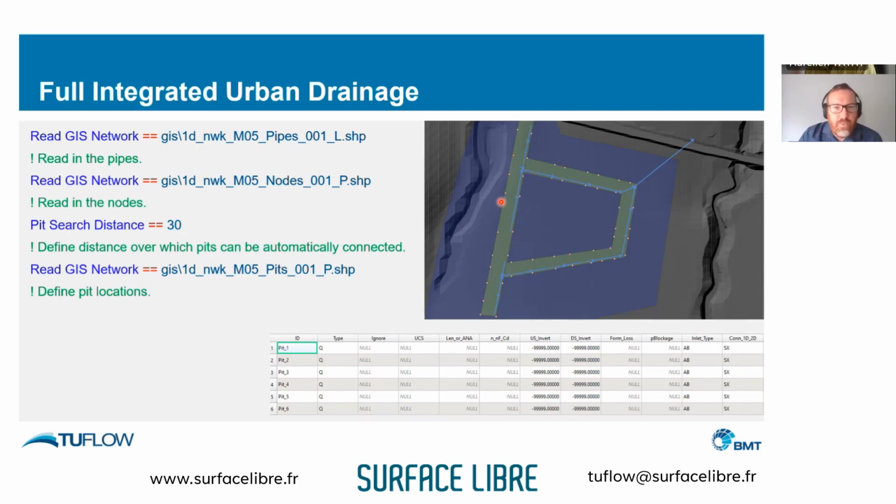It's the same with a 1D network point layer and a 1D pit network. You can define the same in both, but the 1D pit is a slightly more simplistic attribute table, so there's less information that has to be added.